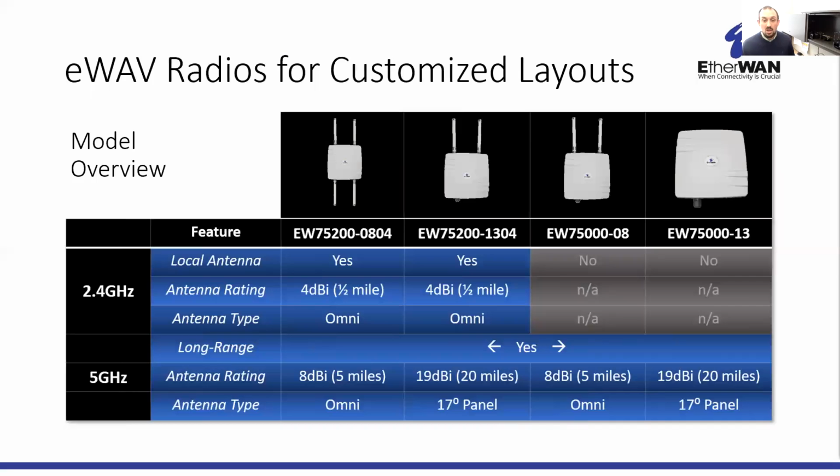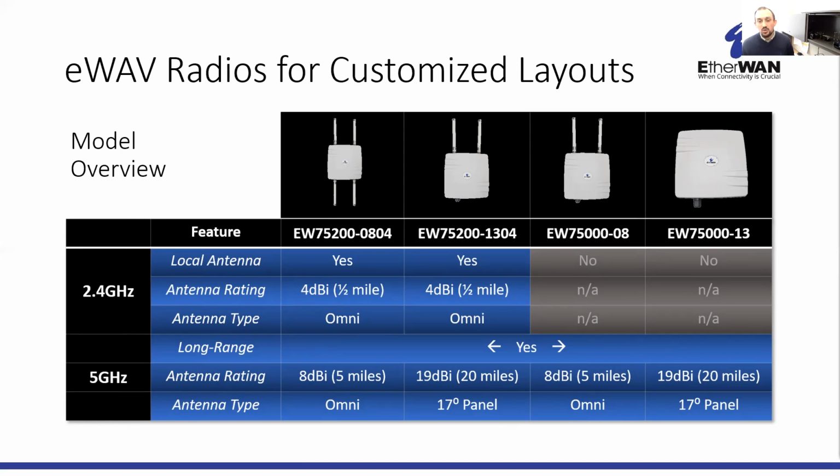This is our E-Wave line. So there's two versions of two different models. We have one model that is purely bridge. We have one that has a 5 gigahertz omni antenna, which gets you about 5 miles worth of distance between the two radios, as well as a directional antenna that's good for up to 20 miles. That sends out at a 17-degree arc and can hit multiple radios within that arc, or you can do point-to-point at a very, very long range.